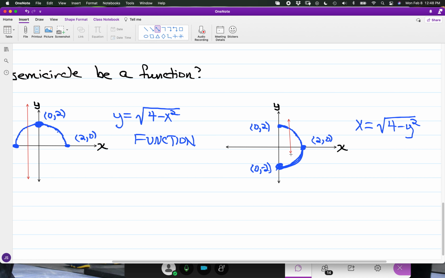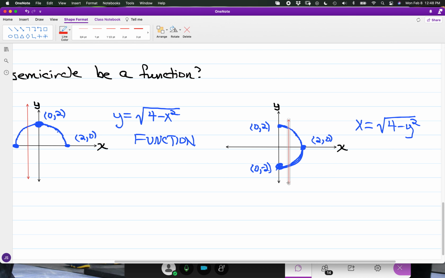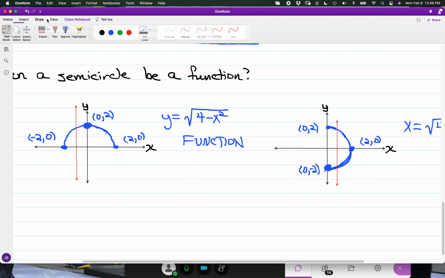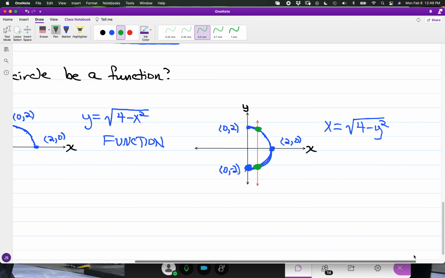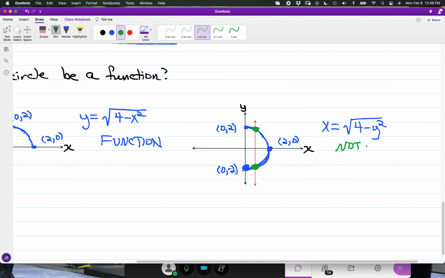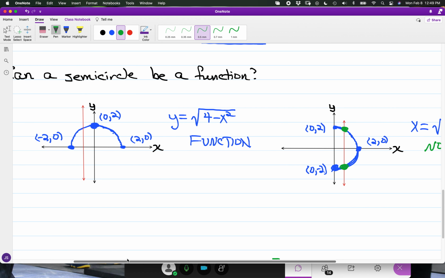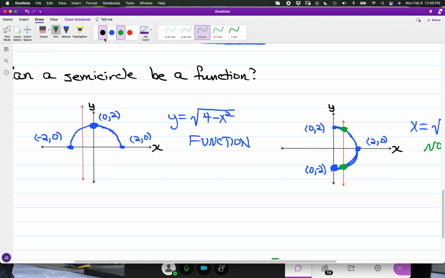If I were to insert a vertical line, with a semicircle of this type, we have again 2 points of intersection at the same x value. Because of there being 2 points of intersection between the vertical line and this particular semicircle, that which represents x equals the square root of 4 minus y squared is not going to be a function. But again, what I had earlier with the upper half was a function because you had at most 1 point of intersection.